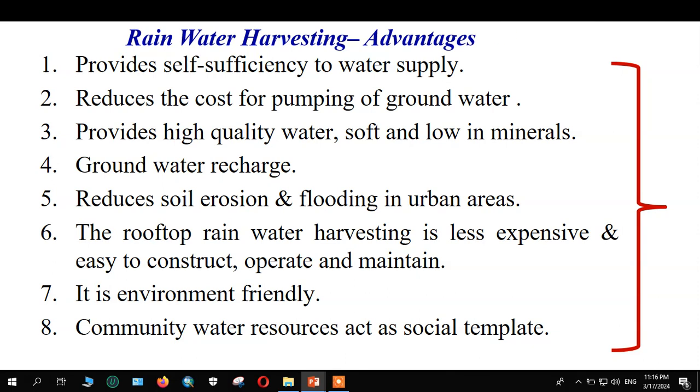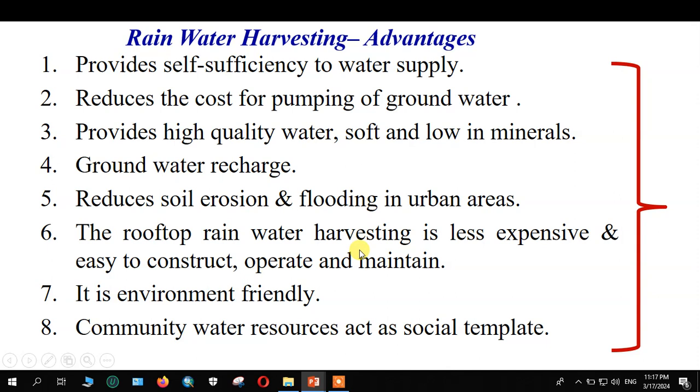Rainwater harvesting advantages. What are the advantages of rainwater harvesting? The first one, it provides a self-sufficient water supply, reduces the cost of pumping groundwater, provides high quality water, soft and low in minerals, recharges groundwater, and reduces soil erosion and flooding in urban areas. Rooftop rainwater harvesting is less expensive and easy to construct, operate and maintain. It is environmentally friendly.